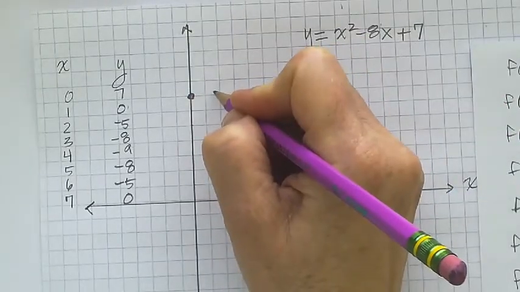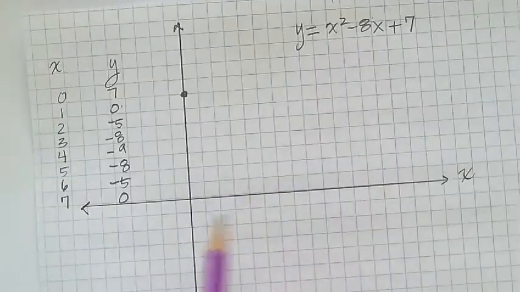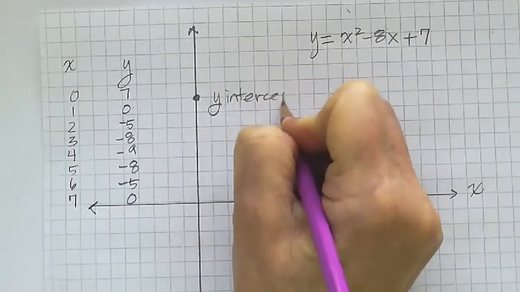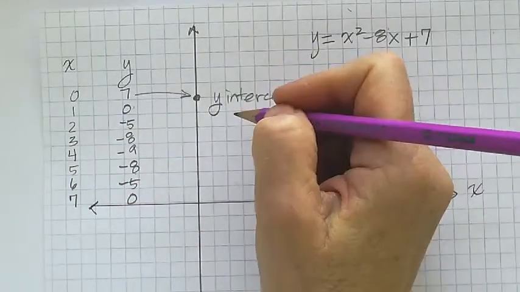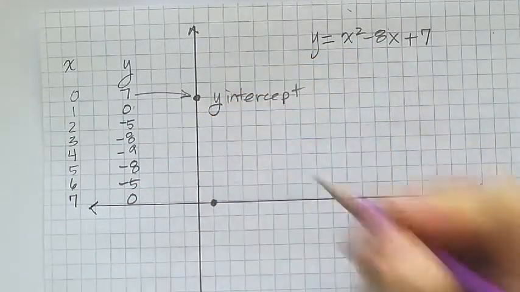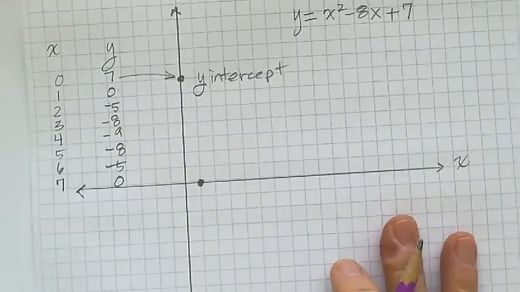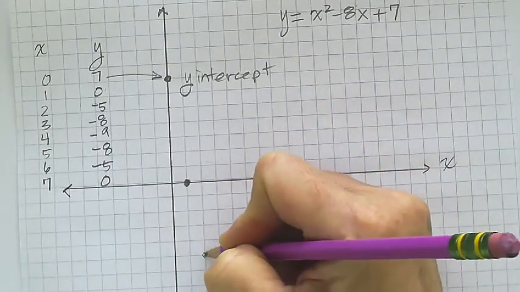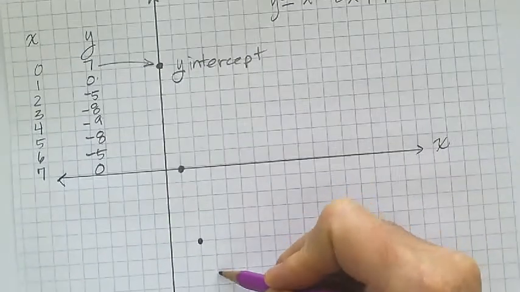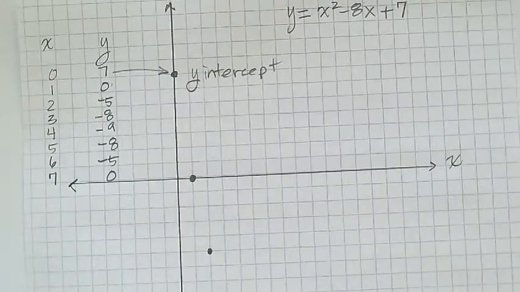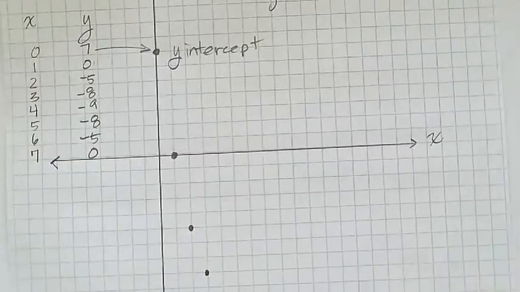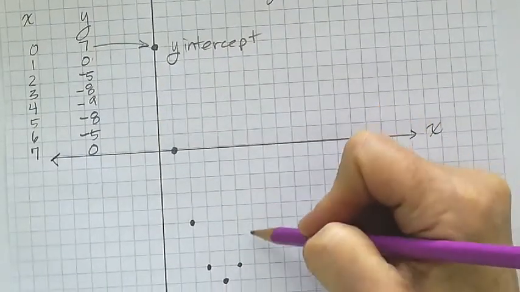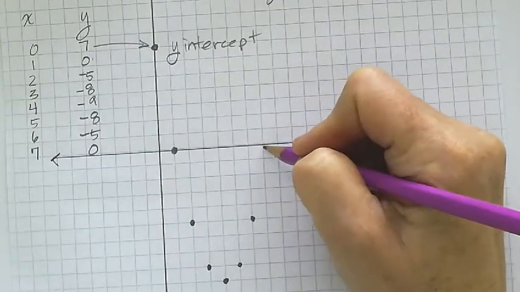So 0, 7 is our y-intercept. We're going to write some things on here. Let's go ahead and put y-intercept. And then we've got 1, 0. That's an x-intercept. And we're going to have two x-intercepts. So let's hold off on writing that for a second. 2, negative 5. 3, negative 8. 4, negative 9. And then 5 is negative 8. 6, negative 5, and then 7 is 0.